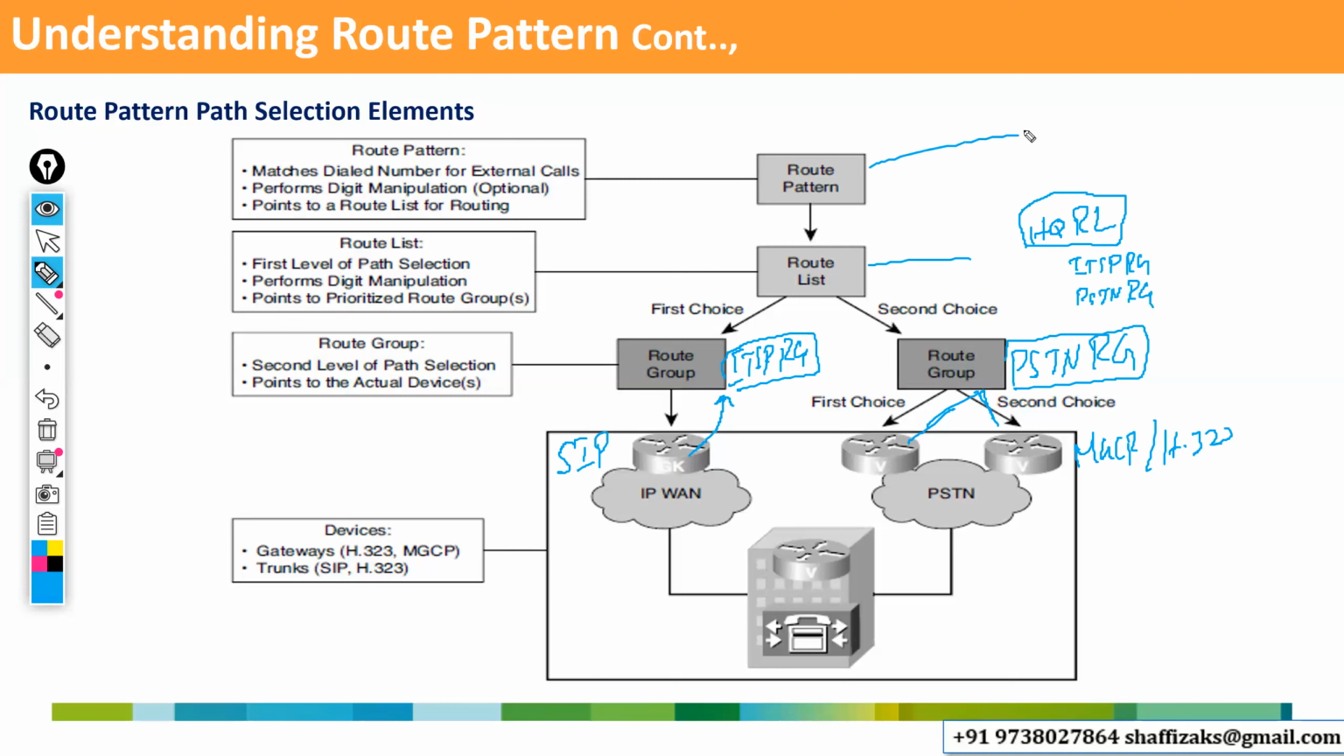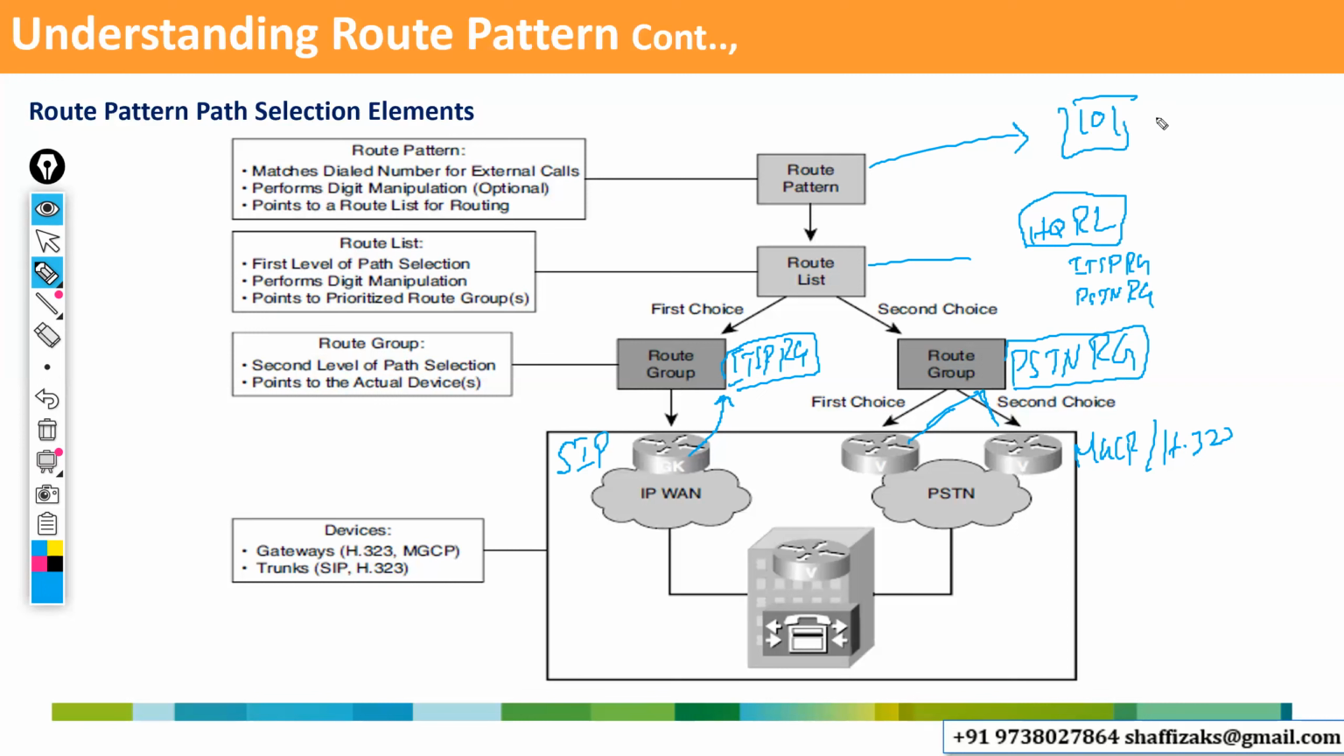Then after, we are creating a route pattern. Here we put the number. For example, we have an emergency number, 101. Now, in the IP phone, if I dial 101, it goes to the call manager. In the call manager, it checks what this number is. Yes, 101 is matching. That's a route pattern.